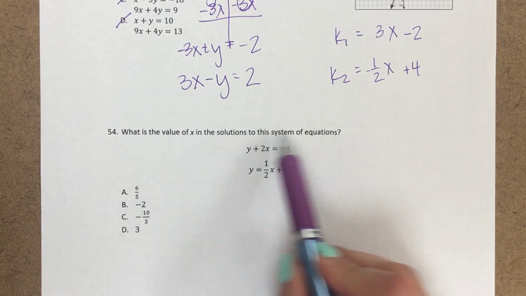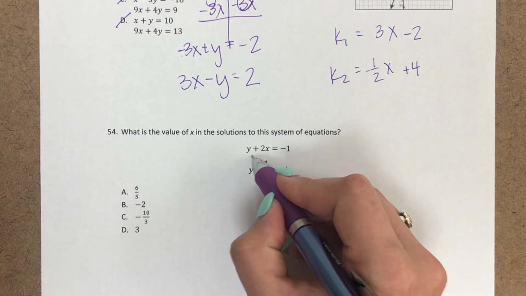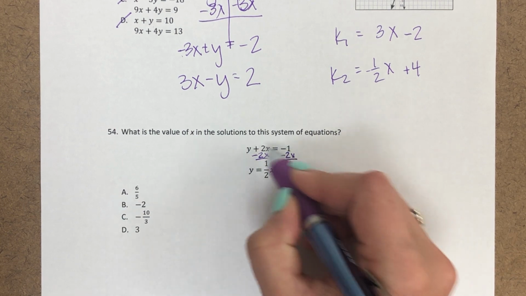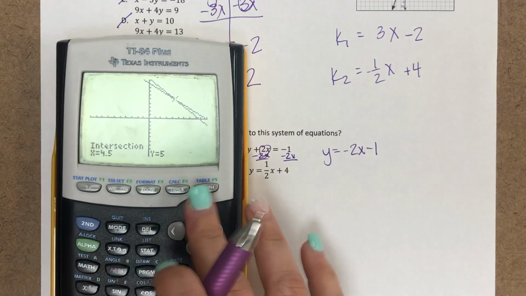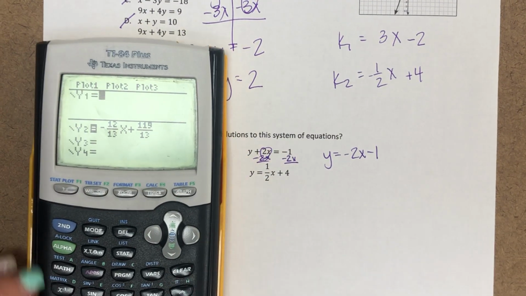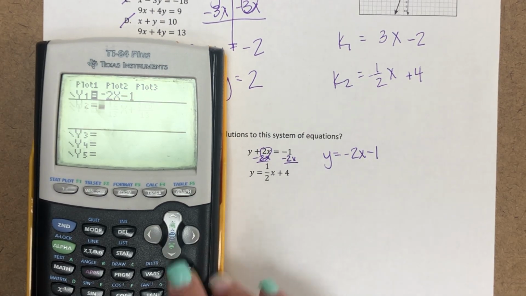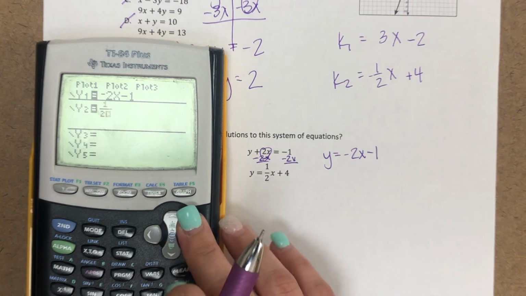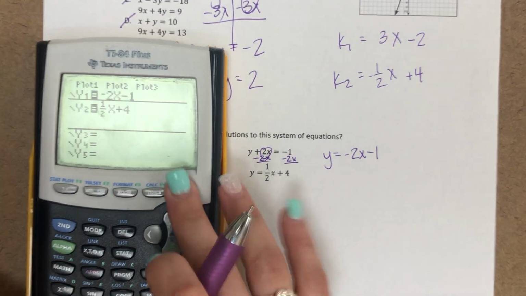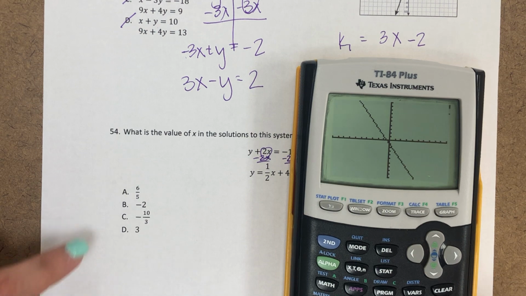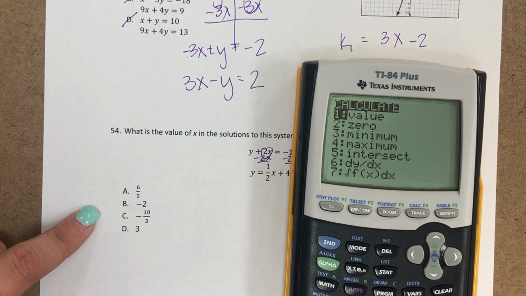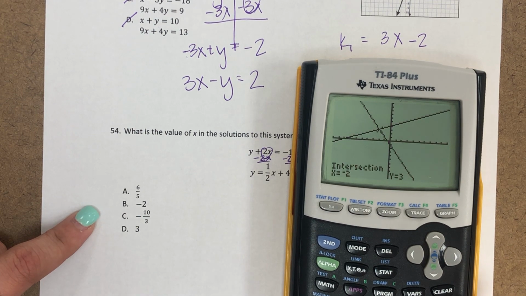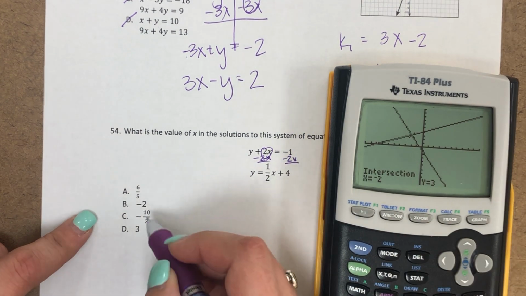Next one, what is the value of x in the solution of this system? Once again, we're going to solve for y. So we're going to move that over. So now we have y equals -2x minus 1. We're going to graph these. So we have -2x minus 1. And then for our second one, we have y equals 1/2 x plus 4. We're going to graph them, make sure we can see them. Second trace, 5, enter, enter, enter. That would be our intersection. We want the x value, so our x value is -2.